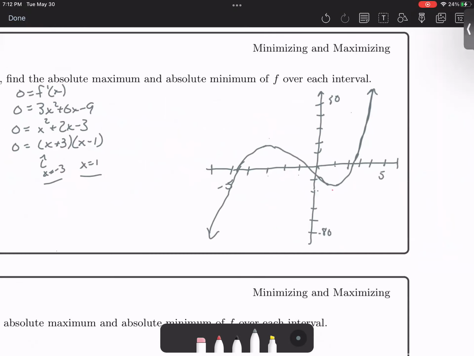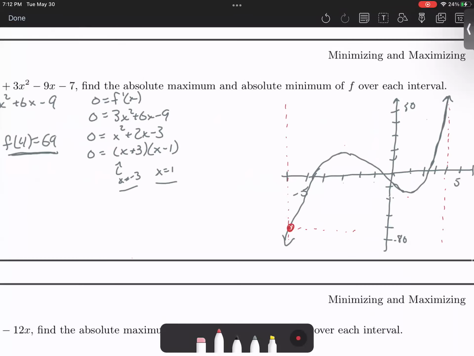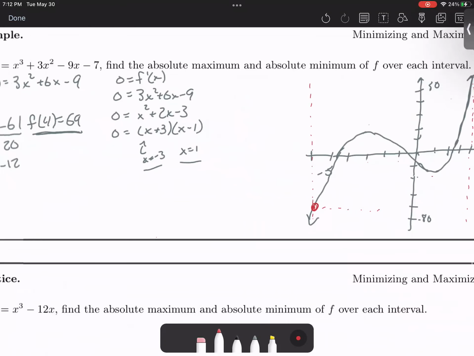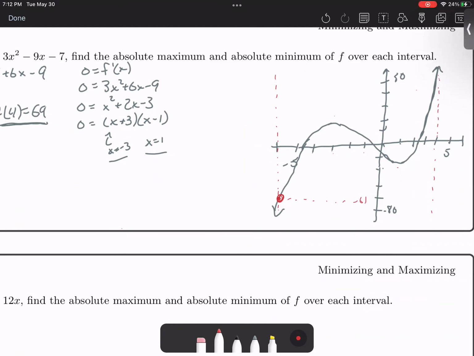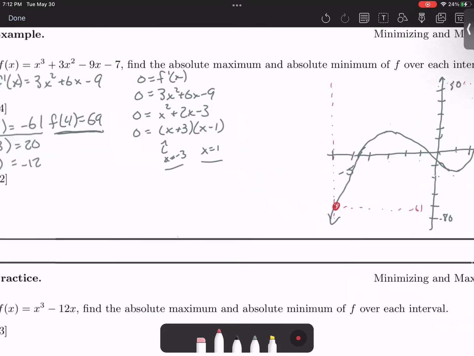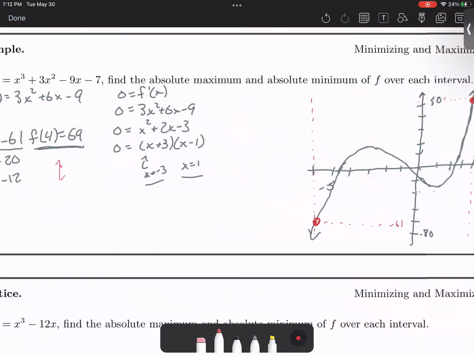So if we go over to our function and we restrict ourselves to that closed interval from minus 6 all the way to 4, we see the lowest that this function ever is at the left point of that interval at minus 6. Gives us a y value of minus 61. And the maximum of this function occurs at the right point of the interval when x is equal to 4. F of 4 gave us a 69.